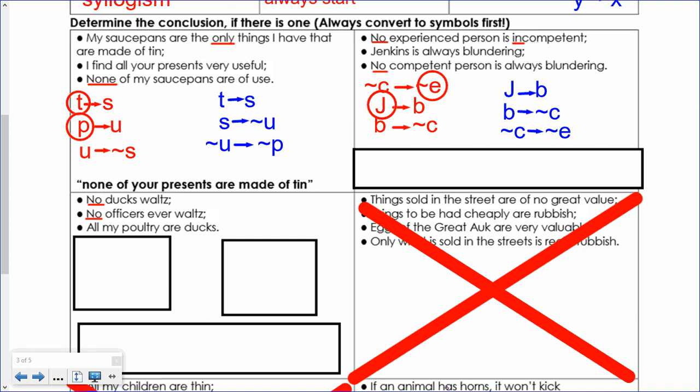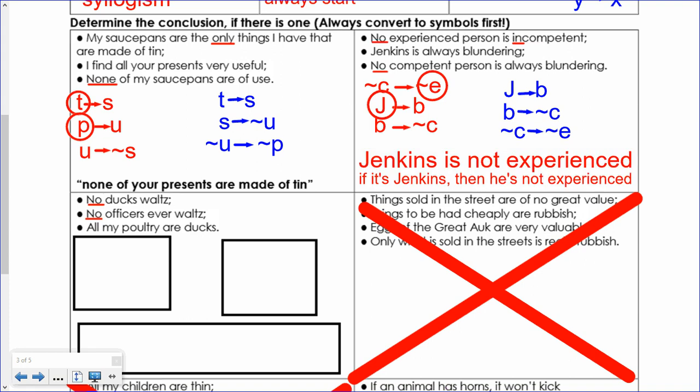Yeah, so you could say Jenkins is not experienced. That would be the kind of non-conditional. But if you want to write it as a conditional, you would say if it's Jenkins, then he's not experienced. Either way is fine.